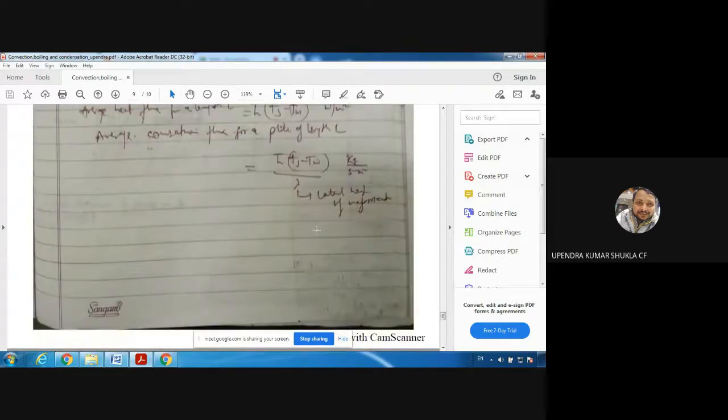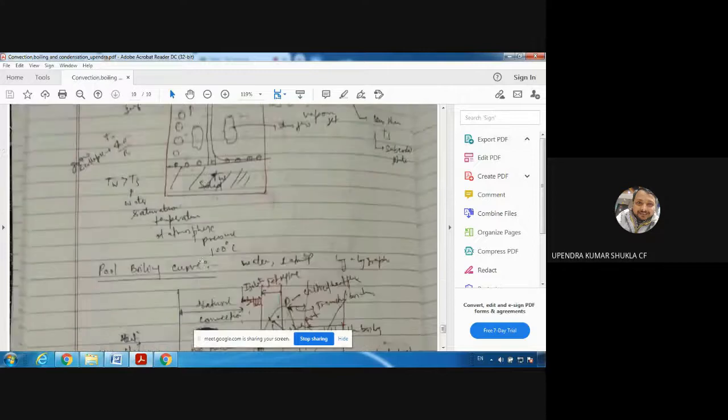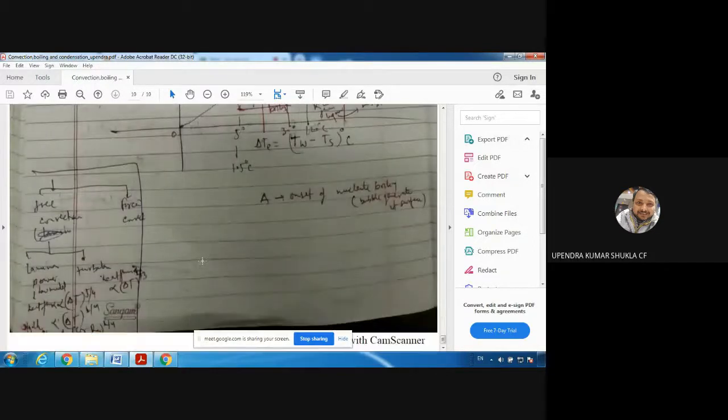Latent heat of vaporization. Now boiling I will discuss in the next lecture tomorrow. Boiling and radiation will be covered in the next lecture.